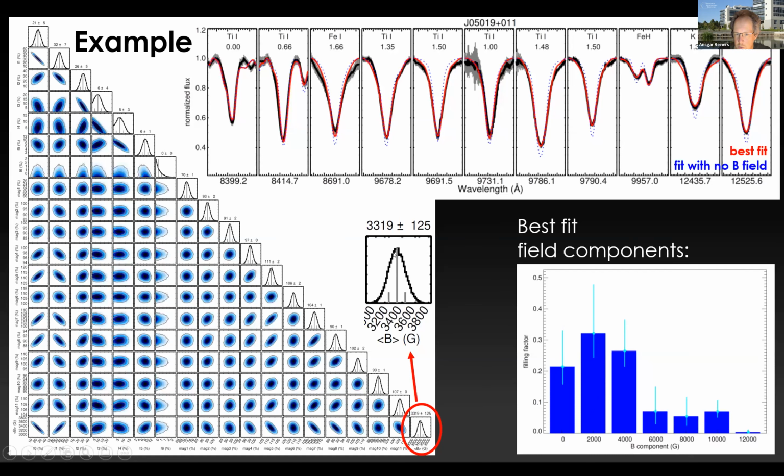Okay, so this is what is shown here. We have a number of different models that would actually produce a good fit, but the final distribution of the average B is rather narrow. You can see it's plus or minus 125 gauss in this case. So this is how we measure things. And now I want to show you a bit more how this looks in the distribution of stars.